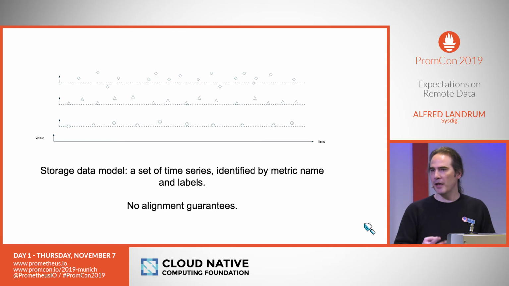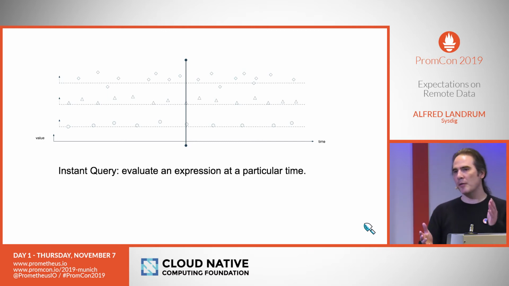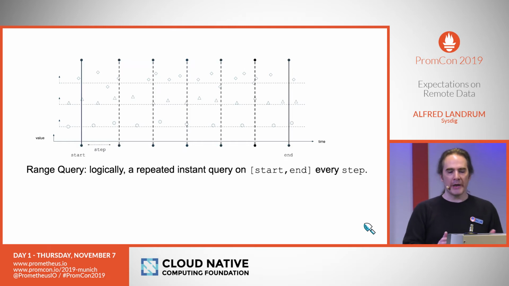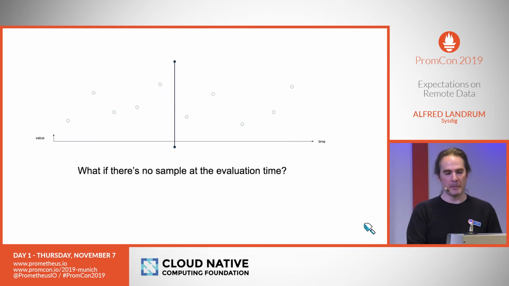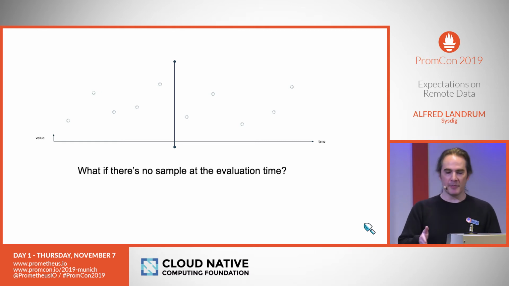So let's talk through the two data queries that you can do in PromQL. There's the instant query, which says, given some PromQL expression, evaluate it at one point in time. And there's a range query, which takes a start, a step, and an end, and it evaluates the expression you give it at each step along the way. And a range query logically just works like a sequence of instant queries. In either case, consider what happens if you try to evaluate a PromQL expression that references a time series and there's no sample at the evaluation time.